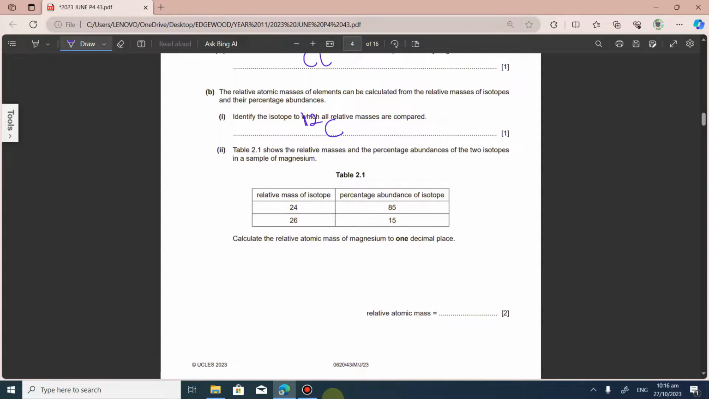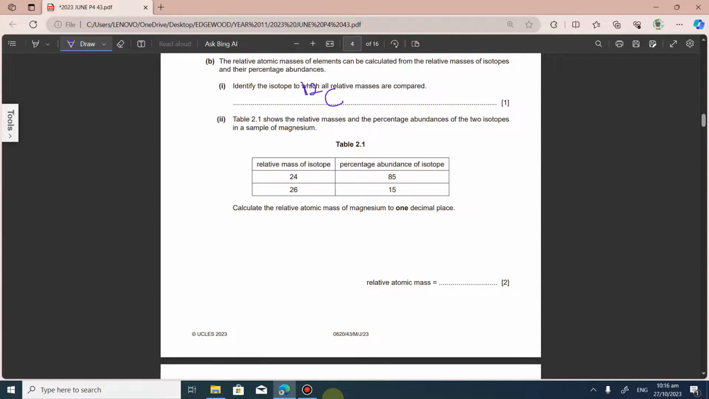Now, table 2.1 shows the relative masses and the percentage abundances of the two isotopes in a sample of magnesium. So in the first isotope, we are given the relative mass and the percentage abundance, and also for the second isotope, the relative mass and the percentage abundance. So we want to calculate the relative atomic mass of magnesium to 1 decimal place. So to get the relative atomic mass, let's title it RAM.